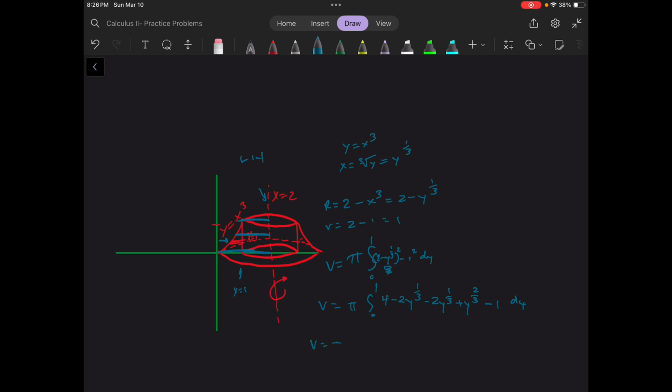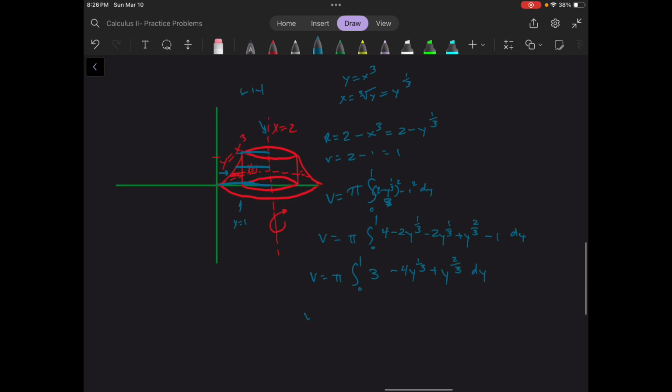So let's clean it up a little bit. We have a pi, a 0 to 1, a 3, a minus 4y to the 1/3, and a 1y to the 2/3. So now let's do the integration. Integrate 3 with respect to y, you get 3y. Add 1 to the exponent, divide by that new number. So we're going to be multiplying a 3/4 in front, and the 4's will cancel.